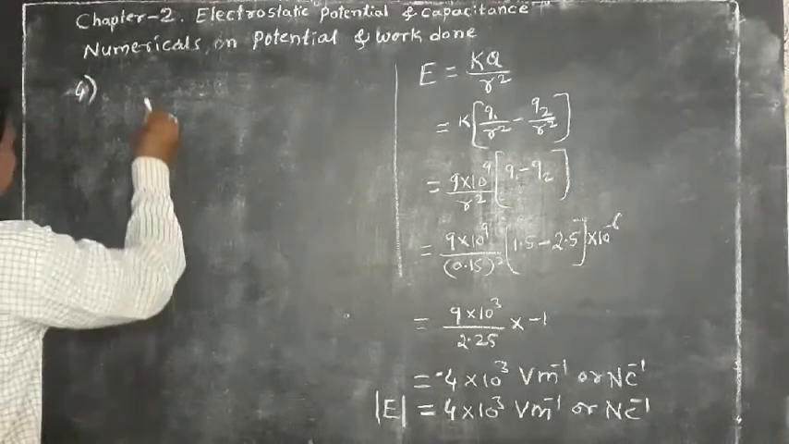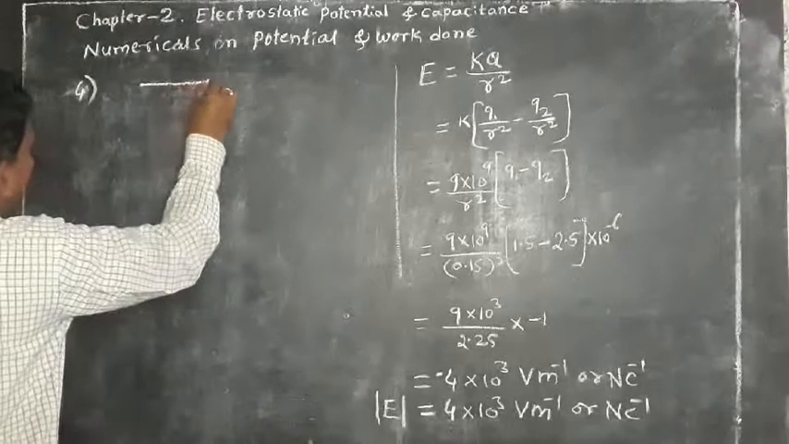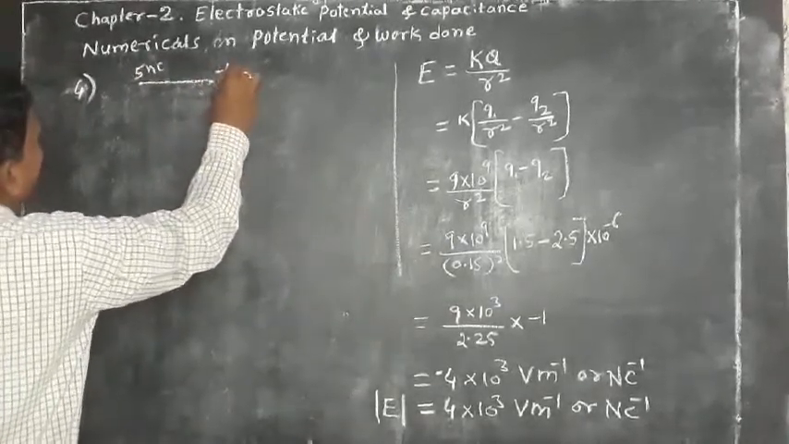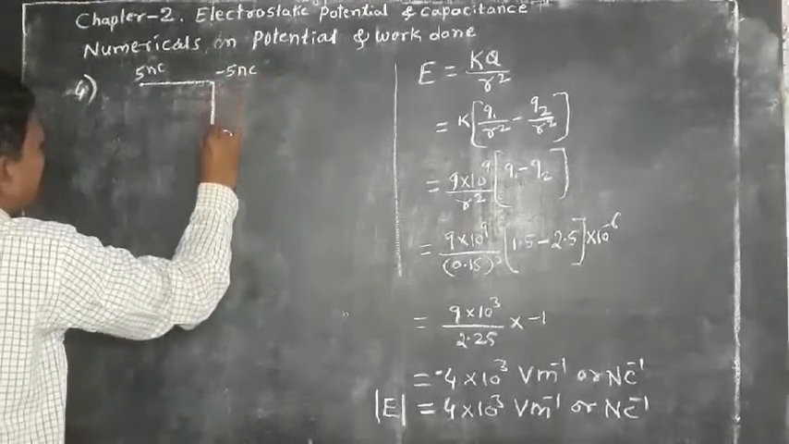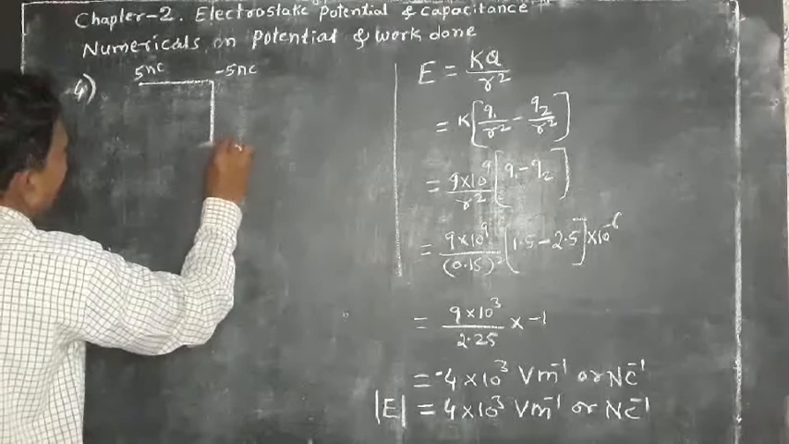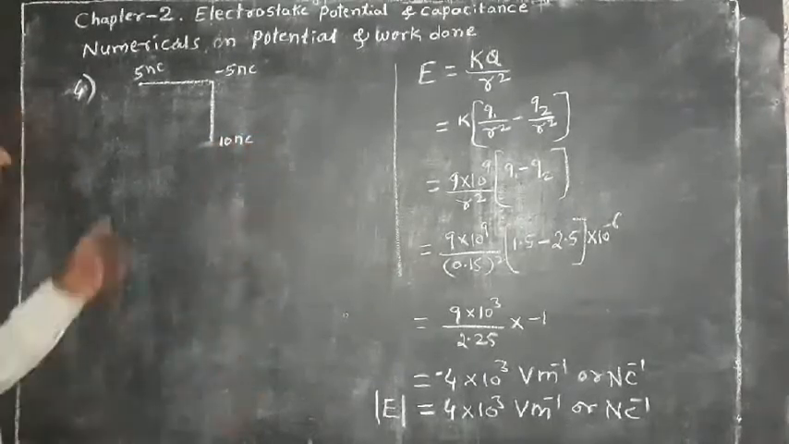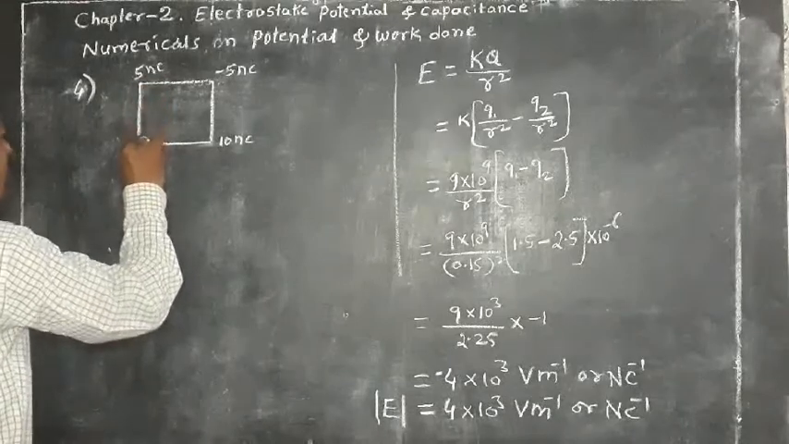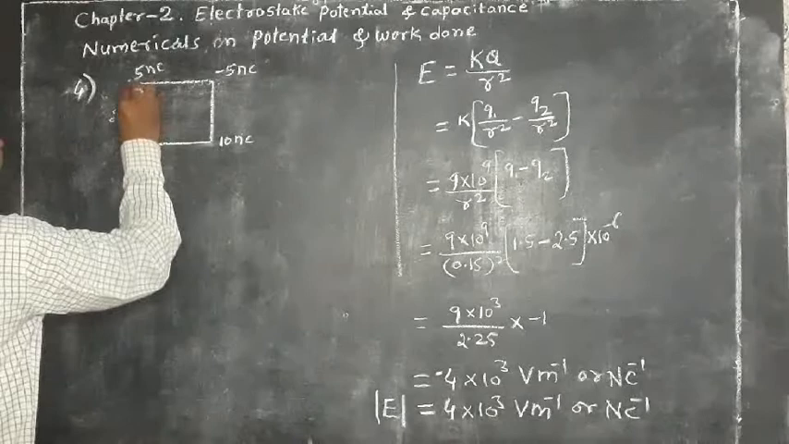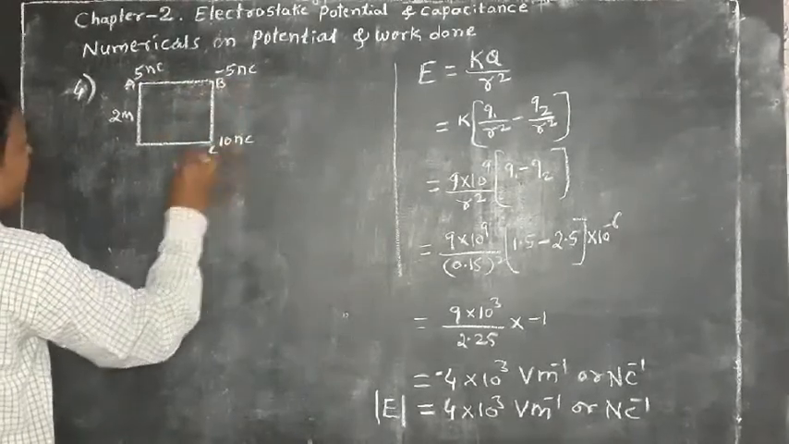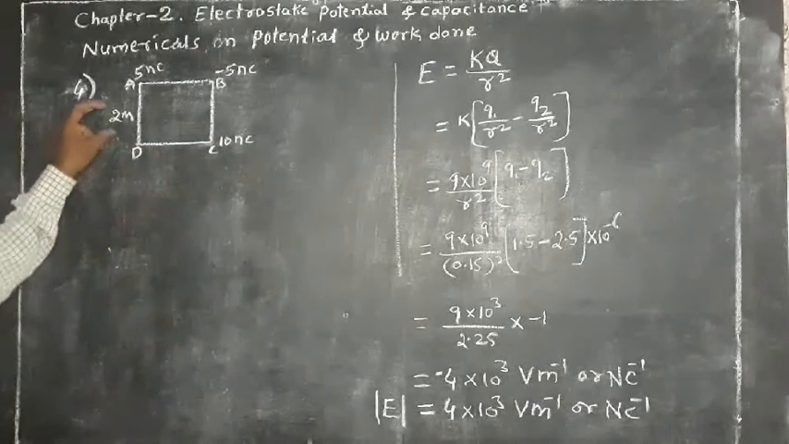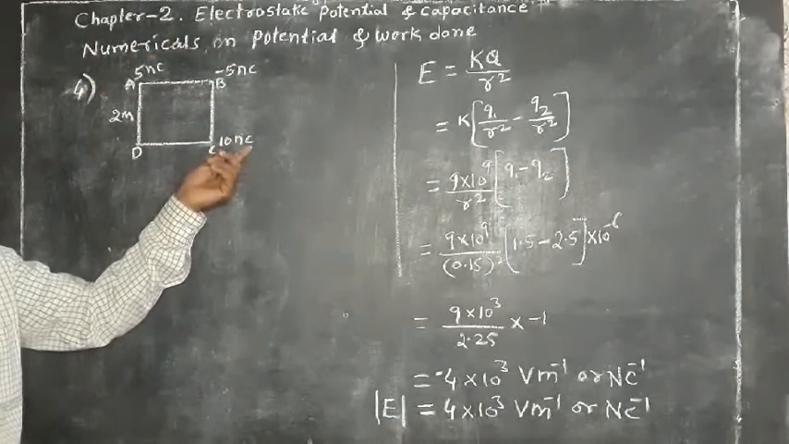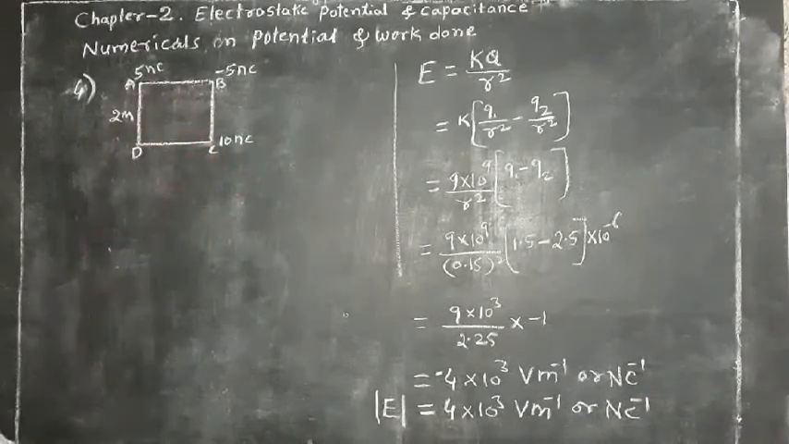Now, fourth: three charges, 5 nanocoulomb, minus 5 nanocoulomb and 10 nanocoulomb are placed at three corners of a square of side 2 meter. Let ABCD be a square of side 2 meter. Plus 5 nanocoulomb, minus 5 nanocoulomb and 10 nanocoulomb are placed at the corners A, B, C respectively.